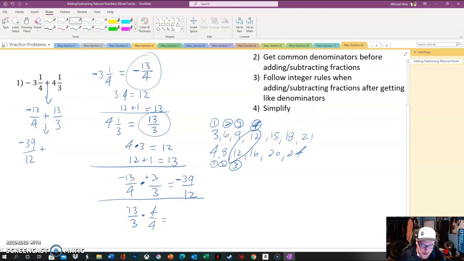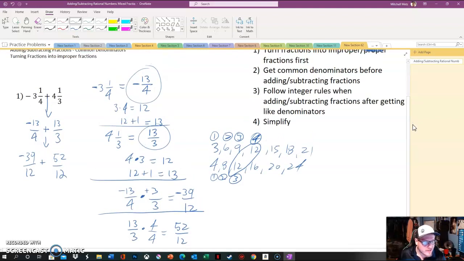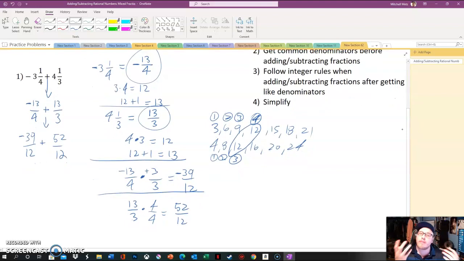Again, let's multiply the top two numbers and the bottom two numbers. So 13 times 4 will be 52. And then 4 times 3 will be 12. So now I'm just going to replace it right here. My 13/3 now became 52 over 12. And now I have done step 2: get a common denominator before adding or subtracting. Now I can add them following my integer rules. And I can simplify finally.